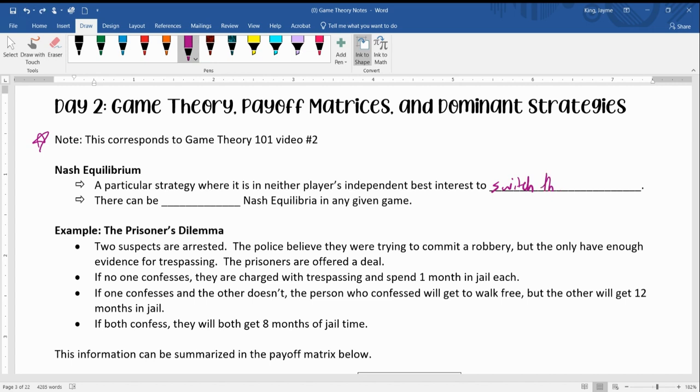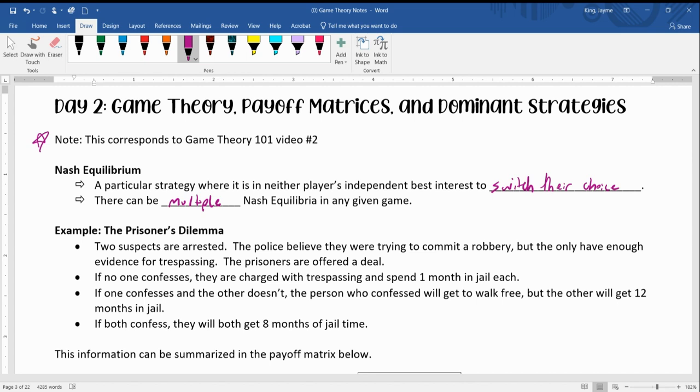There we go. Okay, so switch their choice or decision. All right, now when we look at these problems, there can be multiple Nash equilibria in a game or sometimes just one. There is always at least one. That was proven by a man whose last name was Nash. If you've ever seen the movie A Beautiful Mind, it's about that same mathematician. And that's why it's called the Nash equilibrium.